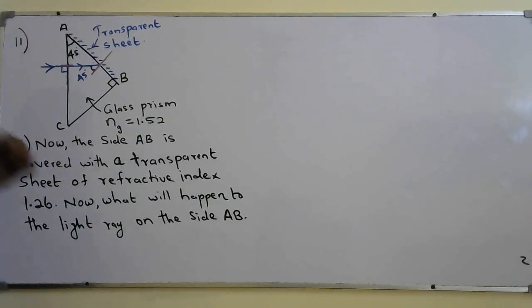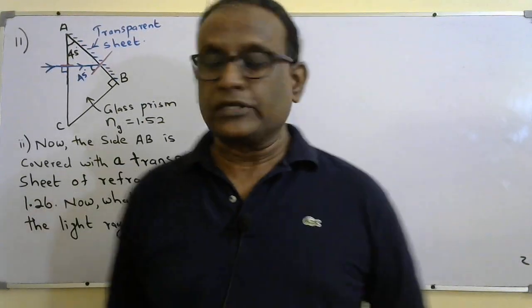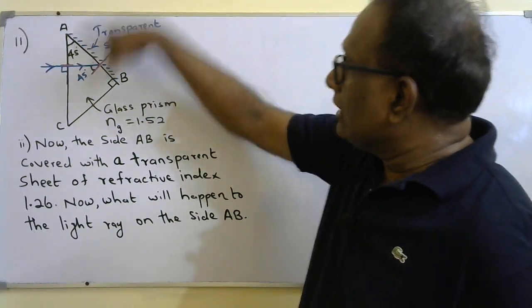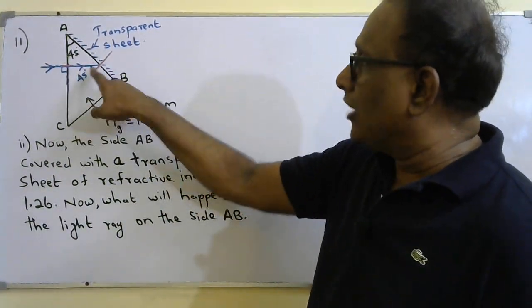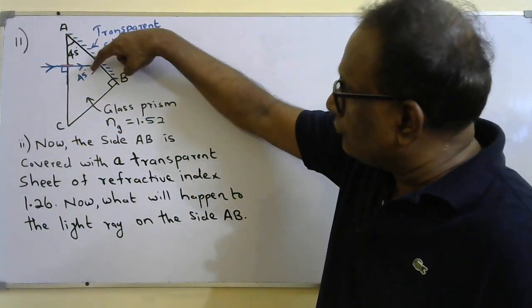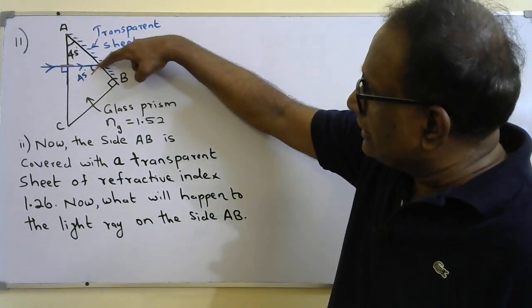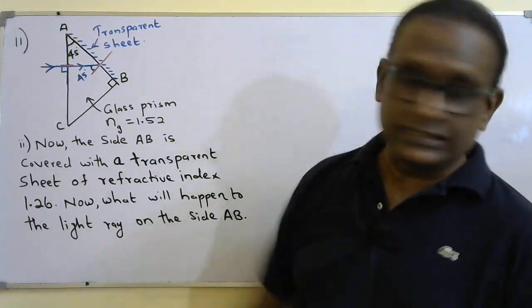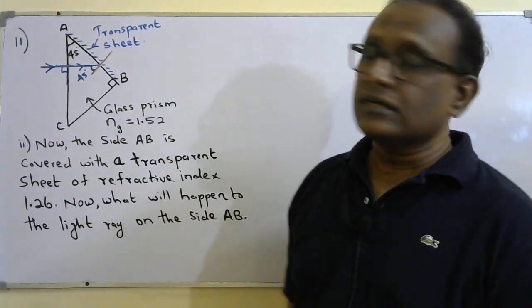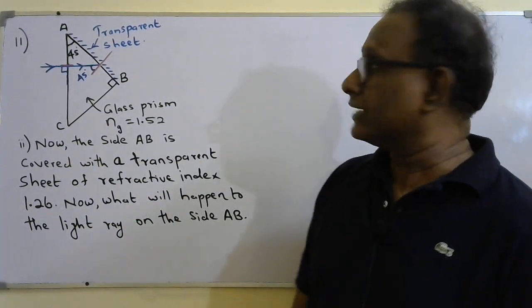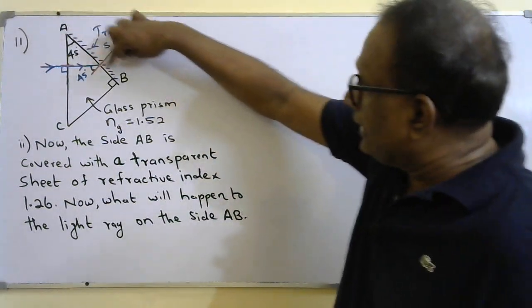Okay, so the same question, now what they are saying, second part, question number 11, second part. Earlier we came across the critical angle, we found it was 41.1, angle of incidence 45. So there will be total internal reflection and the light is reflected back to the air and it functions as a reflector. Now this side AB is covered.